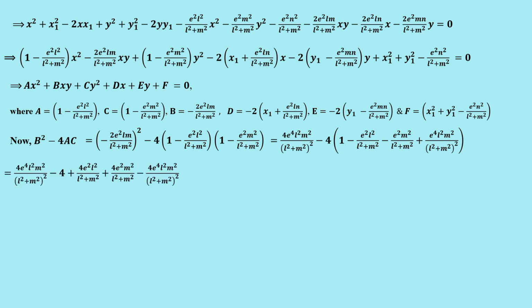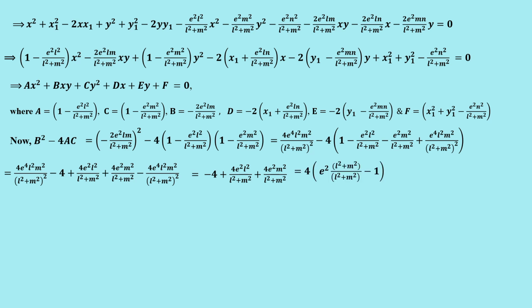which is equal to, right, 4 e power 4 L square m square by L square plus m square the whole square, right? Minus, multiply with minus, minus 4 plus minus 4 into next term minus into minus plus 4 e square L square by L square plus m square, again plus 4 into e square m square by L square plus m square, then minus, right, 4 e power 4 L square m square by L square plus m square the whole square. The first term and last term get cancelled, right? So remaining you are having minus 4 plus 4 e square L square by L square plus m square plus 4 e square m square by L square plus m square.